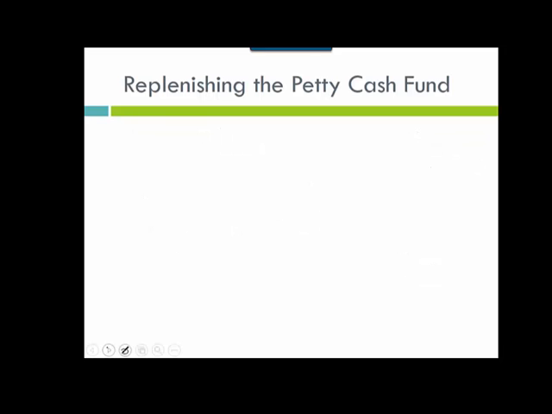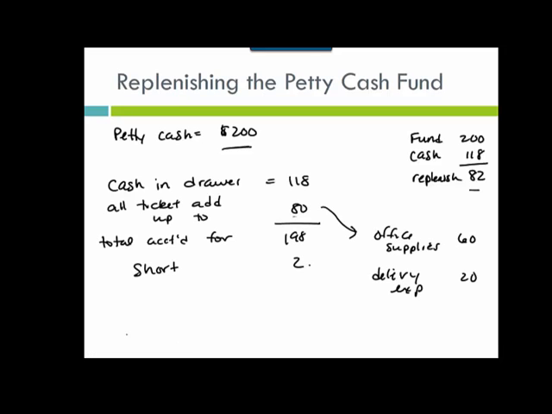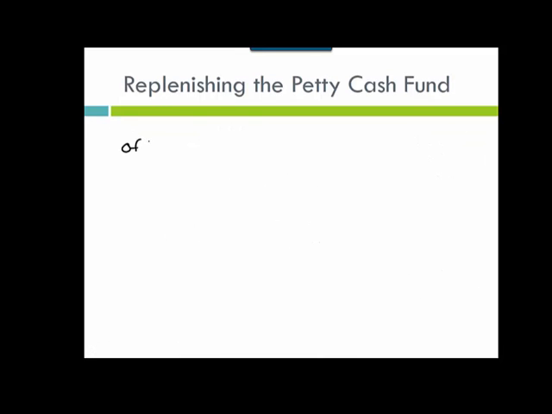So let me show you what the journal entry looks like for that one. For these things, the money that came out for real things, real expenses here, I need to record those expenses because these are things that really happened, right? I really bought office supplies, I really paid a delivery expense, so I need to make sure I record those transactions. So I will debit office supplies for $60. I will debit delivery expense for $20.